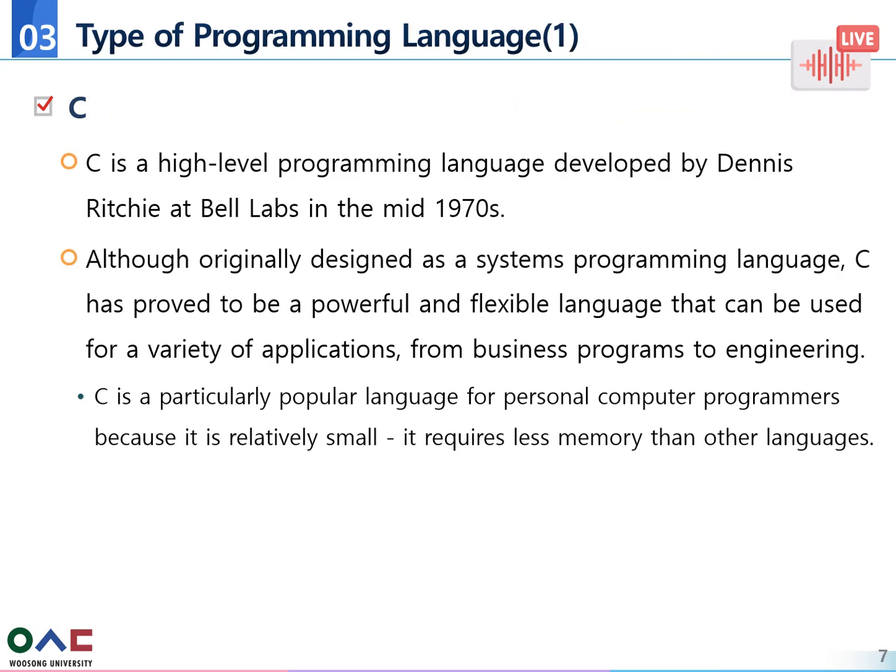C. C is a high-level programming language developed by Dennis Ritchie at Bell Labs in the mid-1970s. Although originally designed as a systems programming language, C has proved to be a powerful and flexible language that can be used for a variety of applications, from business programs to engineering. C is a particularly popular language for personal computer programmers because it is relatively small. It requires less memory than other languages.